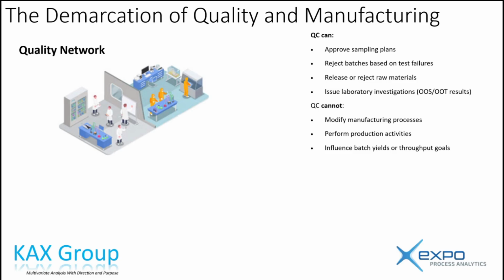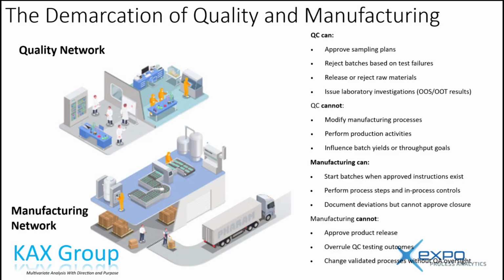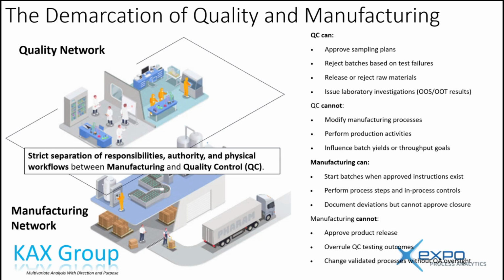In any pharmaceutical environment, you've got the manufacturing and the quality networks, and they never talk to each other, because manufacturing can never influence quality, and quality can never influence manufacturing. And therefore we have two different networks completely isolated from each other. Oh, we can't cross that. Oh, that's terrible. So we call that the strict separation or the demarcation point.